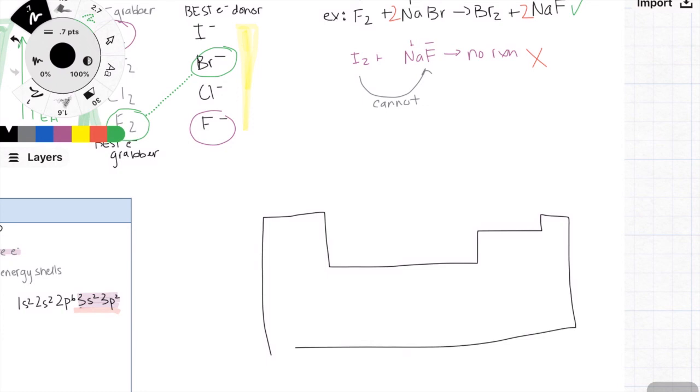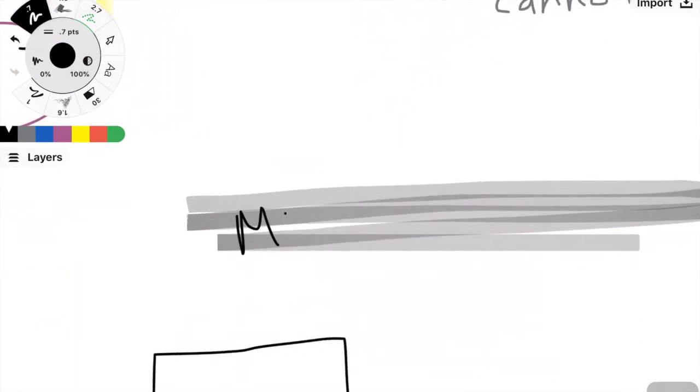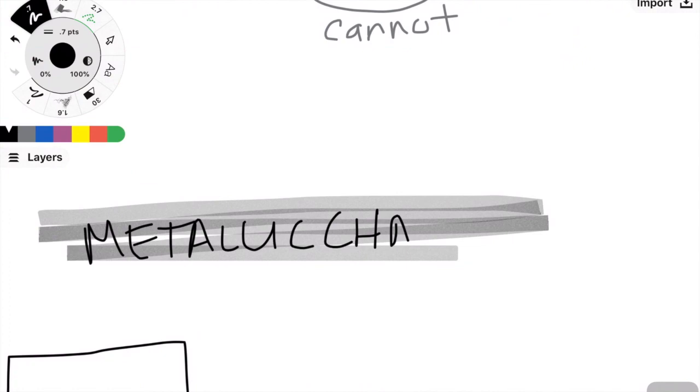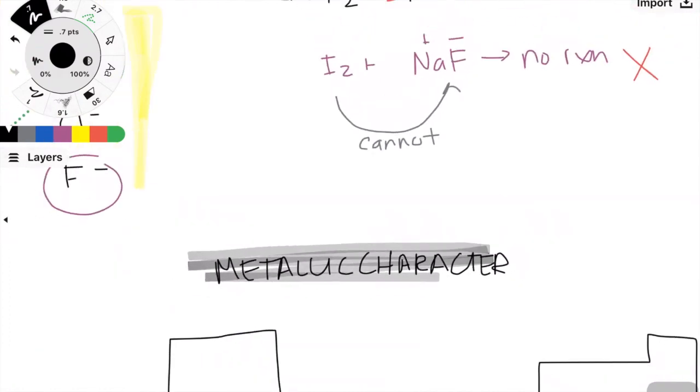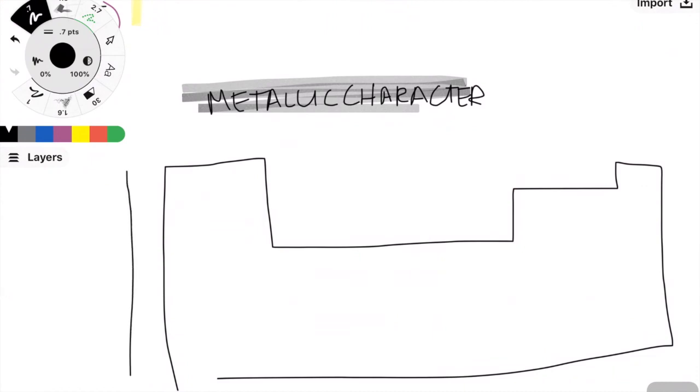The last trend that the IB wants you to know about is this idea of metallic character. So we can characterize how metallic an element is. And that means how good it is at giving away its electrons, how malleable it is, and how ductile it is. So how similar to being a metal is an element. And this trend basically increases as we go up a group and increases as we go from right to left. So increases up a group and increases right to left.